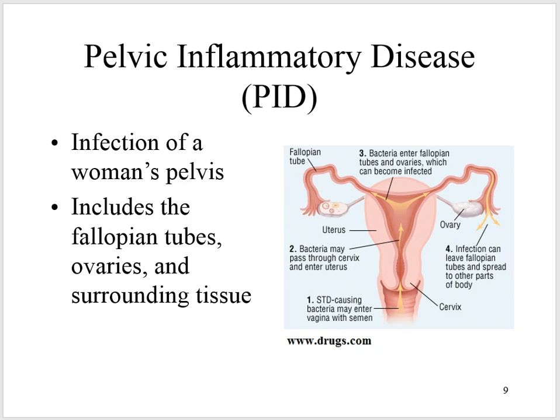Pelvic inflammatory disease is an infection of a woman's pelvis. It includes the fallopian tubes, ovaries, and surrounding tissue. It's caused by an ascending bacterial infection, often an STD, can cause septicemia and possibly infertility, and it's associated with IUDs, the intrauterine device.